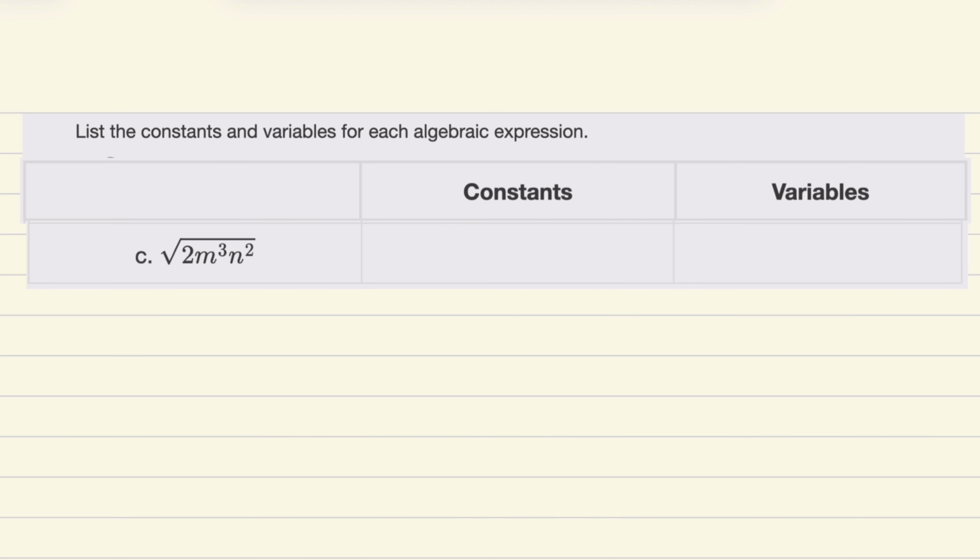And then for C, we have this square root. Underneath the square root, 2 m to the 3rd power, n to the 2nd power. The 2 is our only constant. But for variables, we have both m and n. Those exponents are not constants or variables, and certainly the radical is not a constant or a variable. Those are all operations.